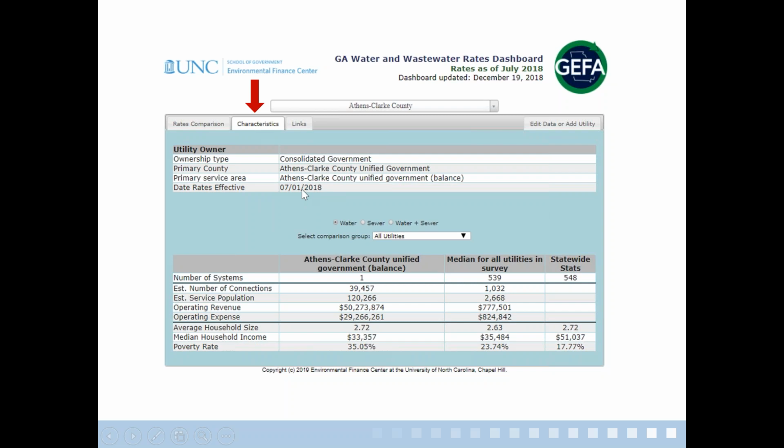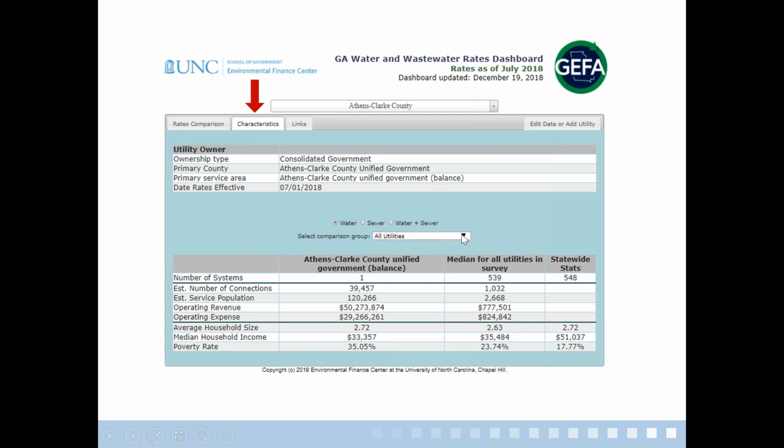So, you know, this also gives you an indication. Let's say you're looking up a utility and you see that the rates haven't changed since 2011. Well, that's obviously going to affect things on the rates comparison tab because prices change, inflation happens, different expenses occur. So if you're using 2011 rates, you're probably not prepared for what's going on in 2018 or 2019. Also below that first table, we have these 3 radio buttons again, where you can select your service, water, sewer, or water and sewer, and you can select your comparison group again.